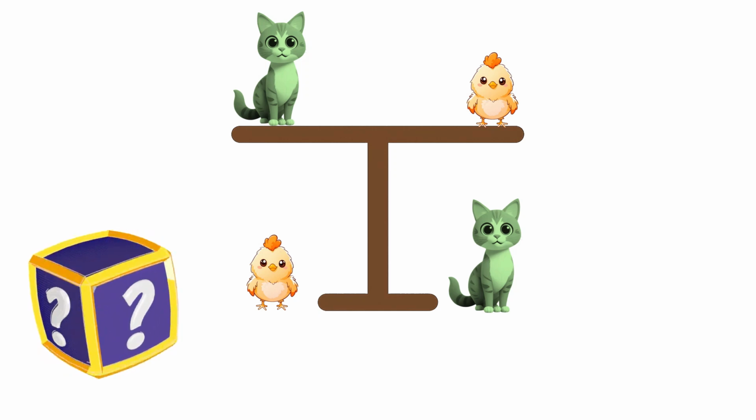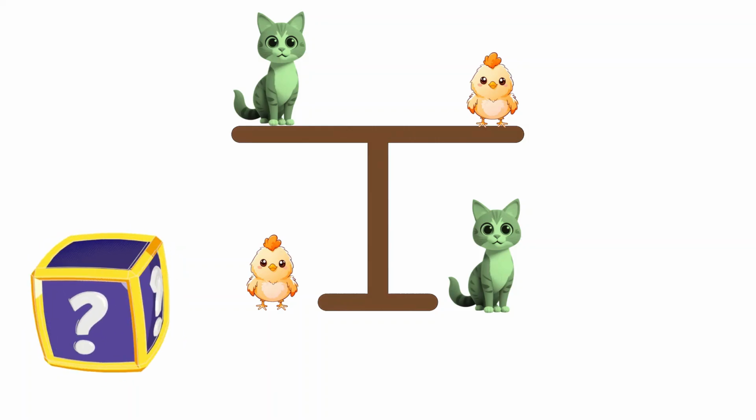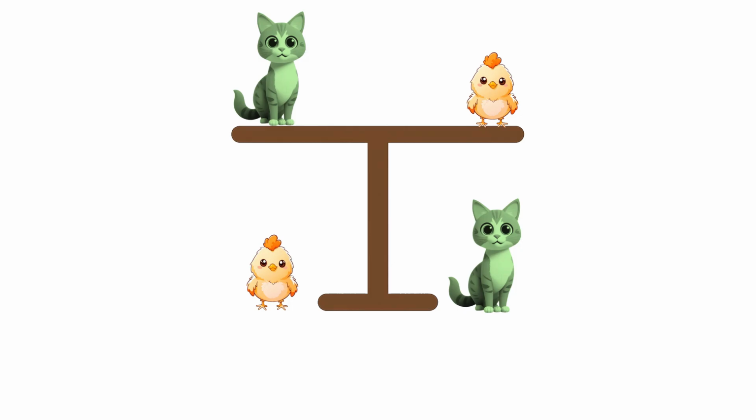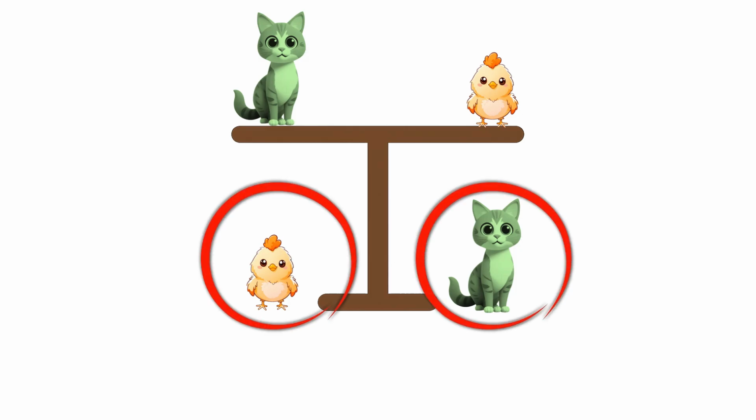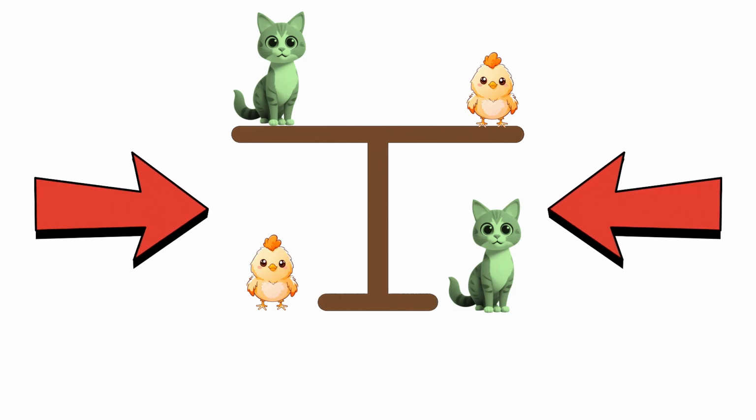Today, I've got a really interesting puzzle for you. One that looks simple at first, but there's a clever little twist hiding underneath. We've got a cat and a chick. In two different situations, they're either standing on the table or under it. And we only know two numbers.